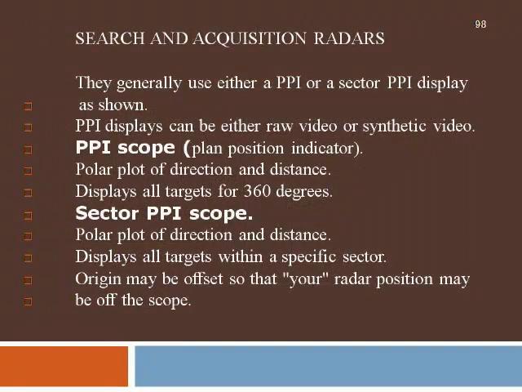The search and acquisition radars are the two types we have seen, and they use either a PPI or a sector PPI display. What is this PPI? It is the plan position indicator. It's a polar plot of direction and distance. It displays all targets for 360 degrees of coverage. Sector PPI is a sector portion of this. It's a polar plot of direction and distance. It displays all targets within a specified sector. Origin may be offset so that your radar position may be off the scope.